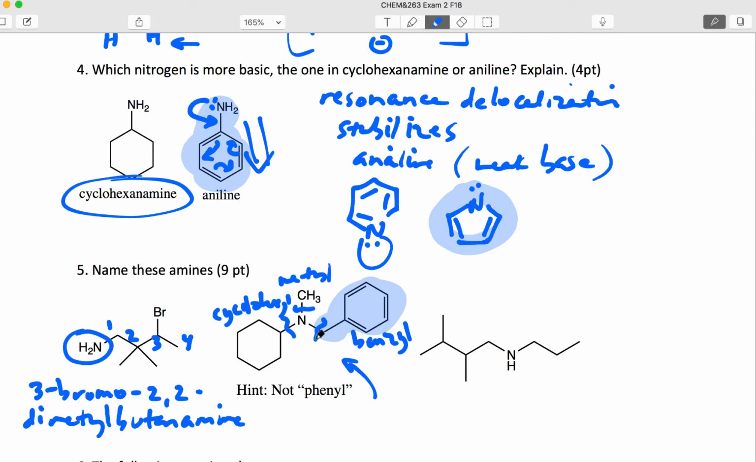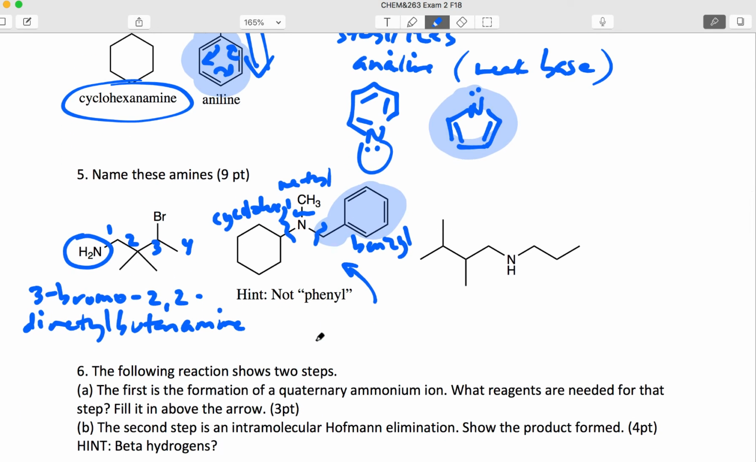This one down here has a carbon and then a nitrogen. And then some of you called this toluene methylamine, but that's not right either. So this is a benzyl group, and remember, benzylic carbocations are stable because of resonance delocalization. Now what I'm going to do is list these alphabetically. So I have a benzyl, a cyclohexyl, and then a methyl.